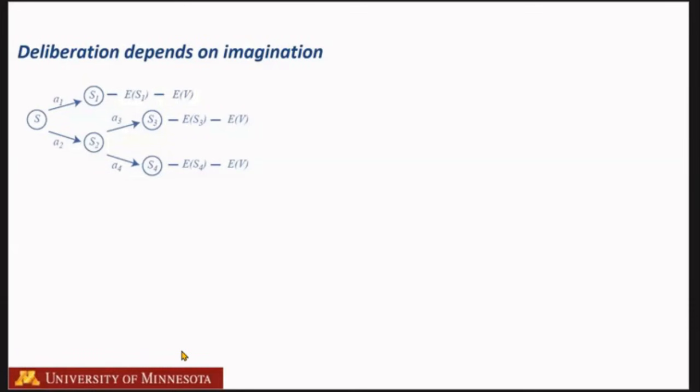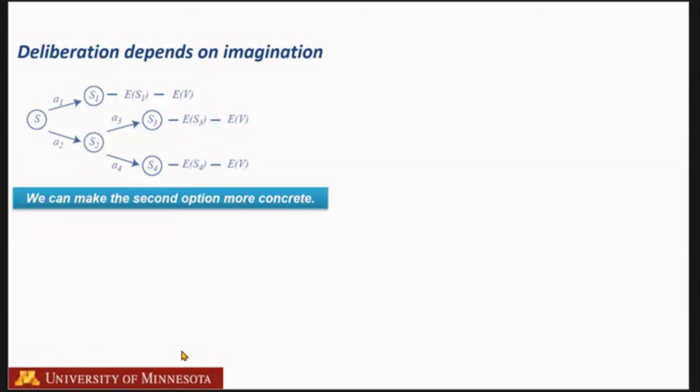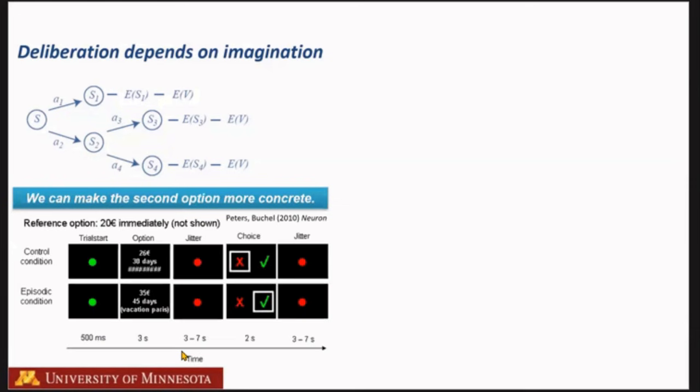So the fact that deliberation depends on this imagination means that if we made the future more concrete, it would be easier to imagine. So Peters and Buchel in 2010 did this in the delay discounting space, where they said, which would you rather have, 20 euros immediately, or say 26 euros after 30 days? This is a classic delay discounting experimental measure. The difference is they also sometimes included a cue, such as when you're on vacation in Paris.